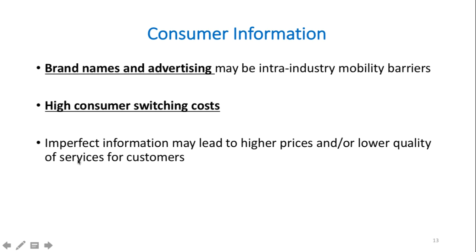So always remember, imperfect information may lead to higher prices and lower quality of services for customers. That's why, if advertisement can manipulate customers into believing their product and services are different from other products, they can get some market power for their own brand product or services.